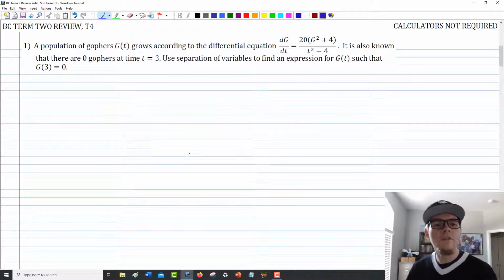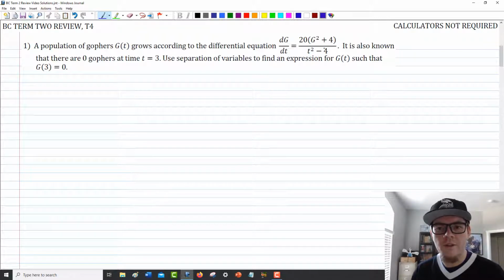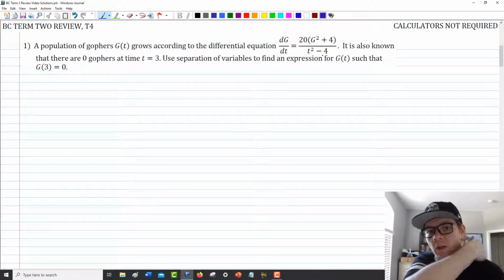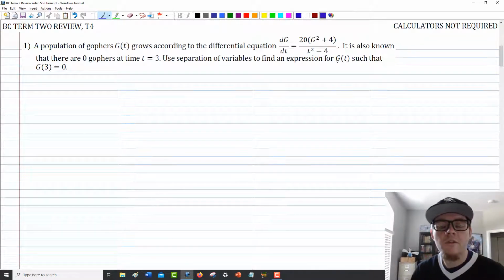First question: a population of gophers grows according to the differential equation there. That's a spicy differential equation. It is also known that there are 0 gophers at time t equals 3. Use separation of variables to find an expression for g of t such that g of 3 equals 0.